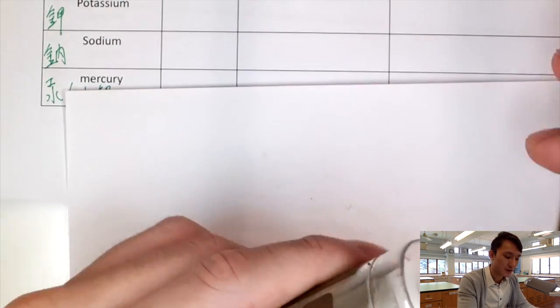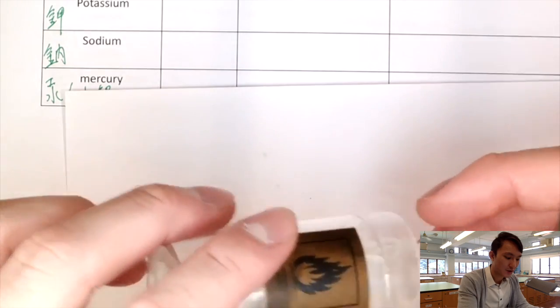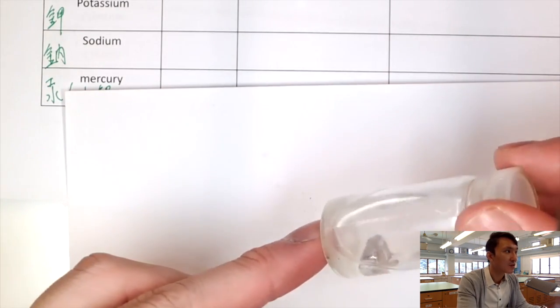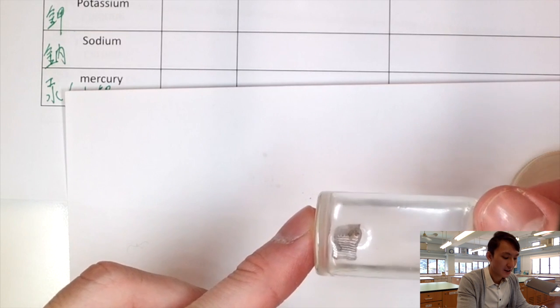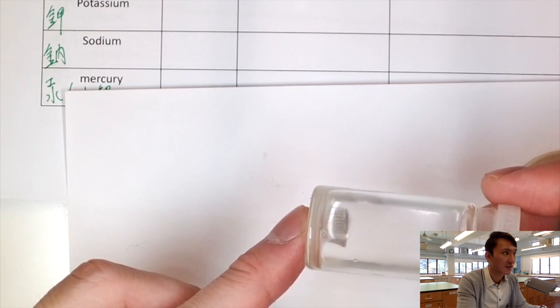Okay? Sodium has a similar feature. You see, it is also stored under the oil, and you see from the appearance, it is kind of gray in color. Gray in color. Okay?